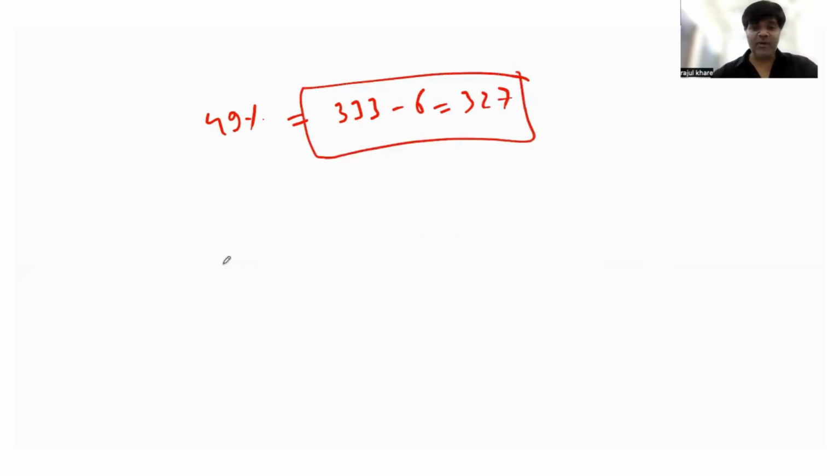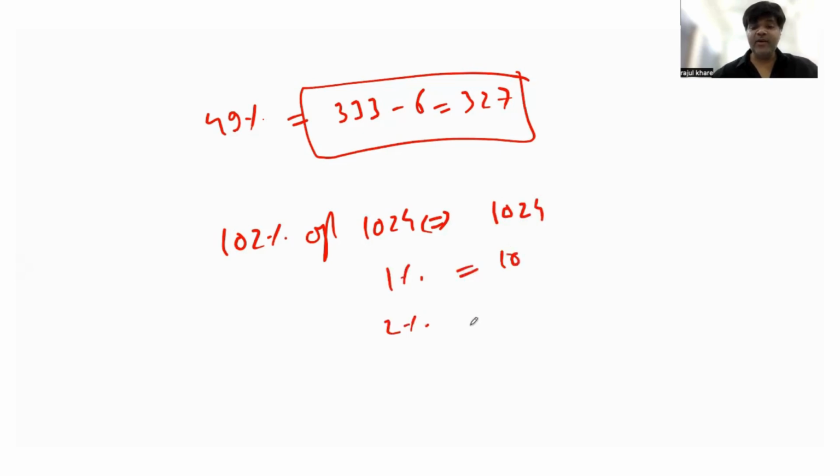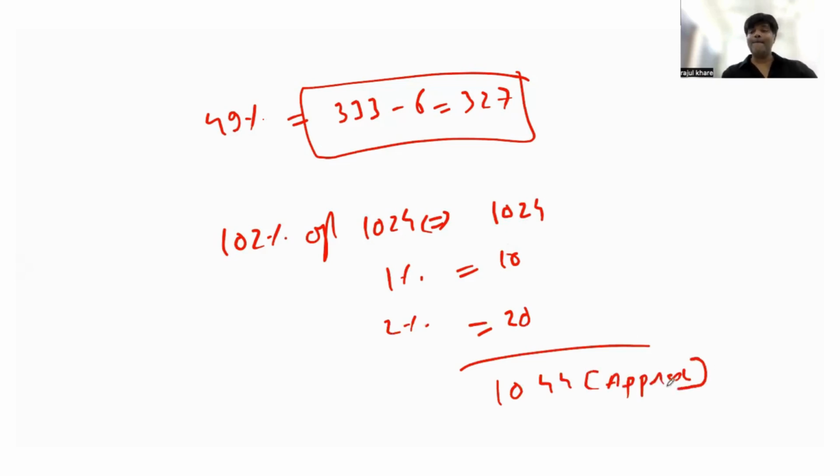Okay, let's solve one more question. If I ask you, what is 102% of 1024? I know 100% is 1024. 1% is 10. 2% will be 20. So the answer will be 1044 approximately. Is that clear, guys? Pakka.